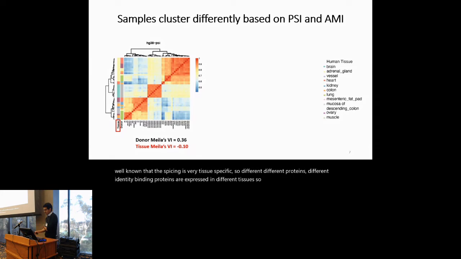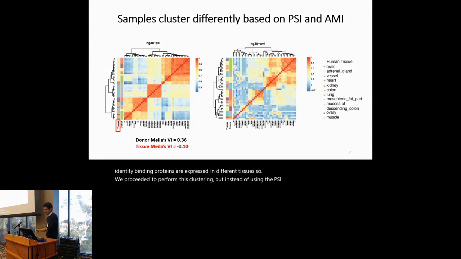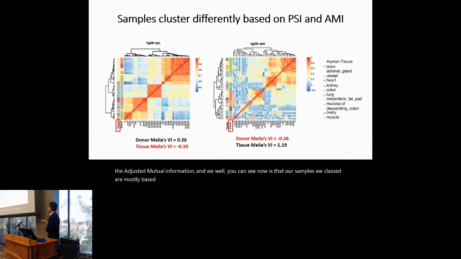So we proceeded to perform this clustering, but instead of using the PSI, we now use our metric, the adjusted mutual information. What we can see now is that our samples cluster mostly based on the donor that they originate from instead of the tissue. Once again, this is quantified using the Mila's variation of information. So what this is saying is that despite different tissues having their own alternative splicing profile, the linkage between the genetics and the splicing is consistent across different tissues and depending on the donor that they come from.